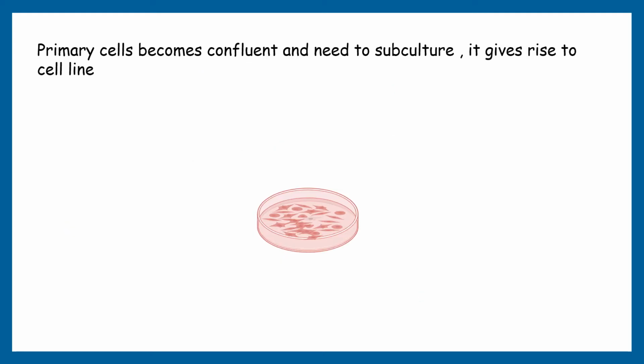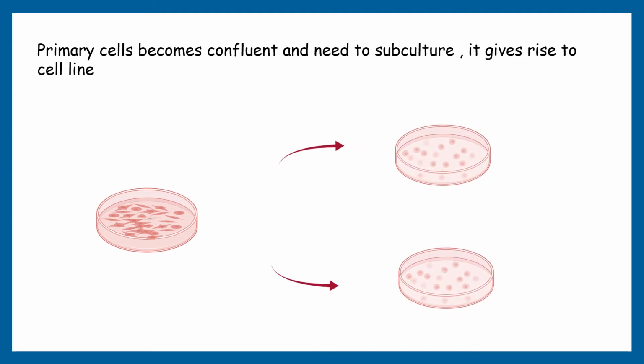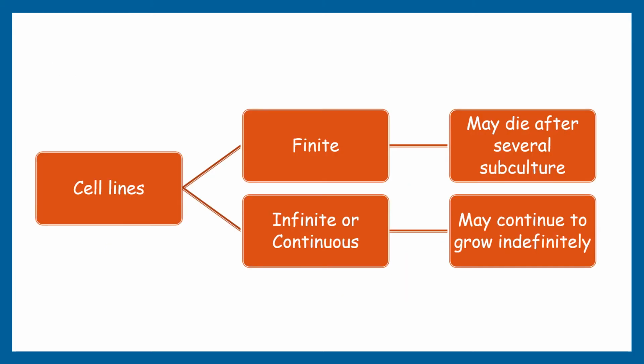So once the primary cells become confluent, they need to be subcultured into other flasks because the newly growing cells don't find space to grow more. This process gives rise to a cell line. Now let's talk about cell lines.